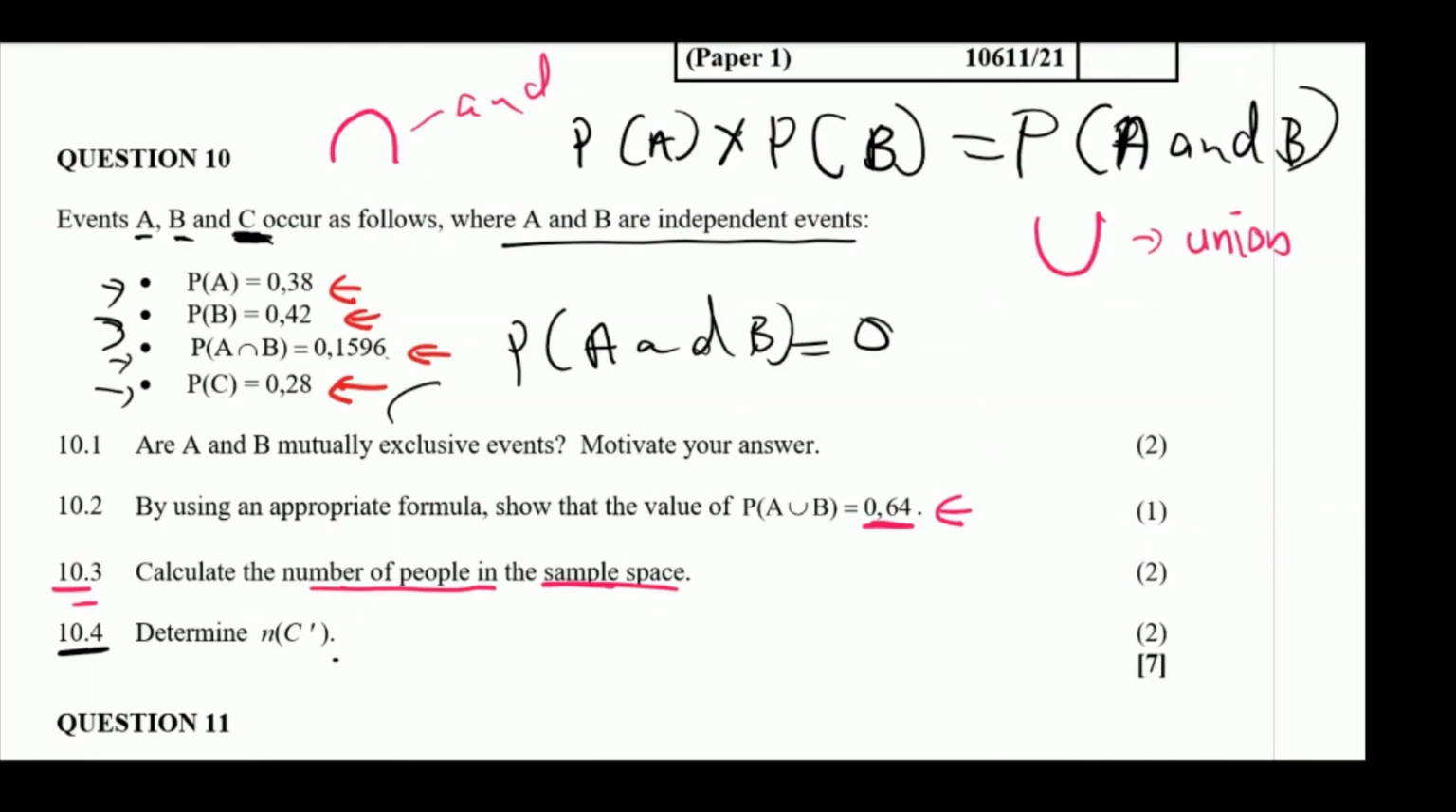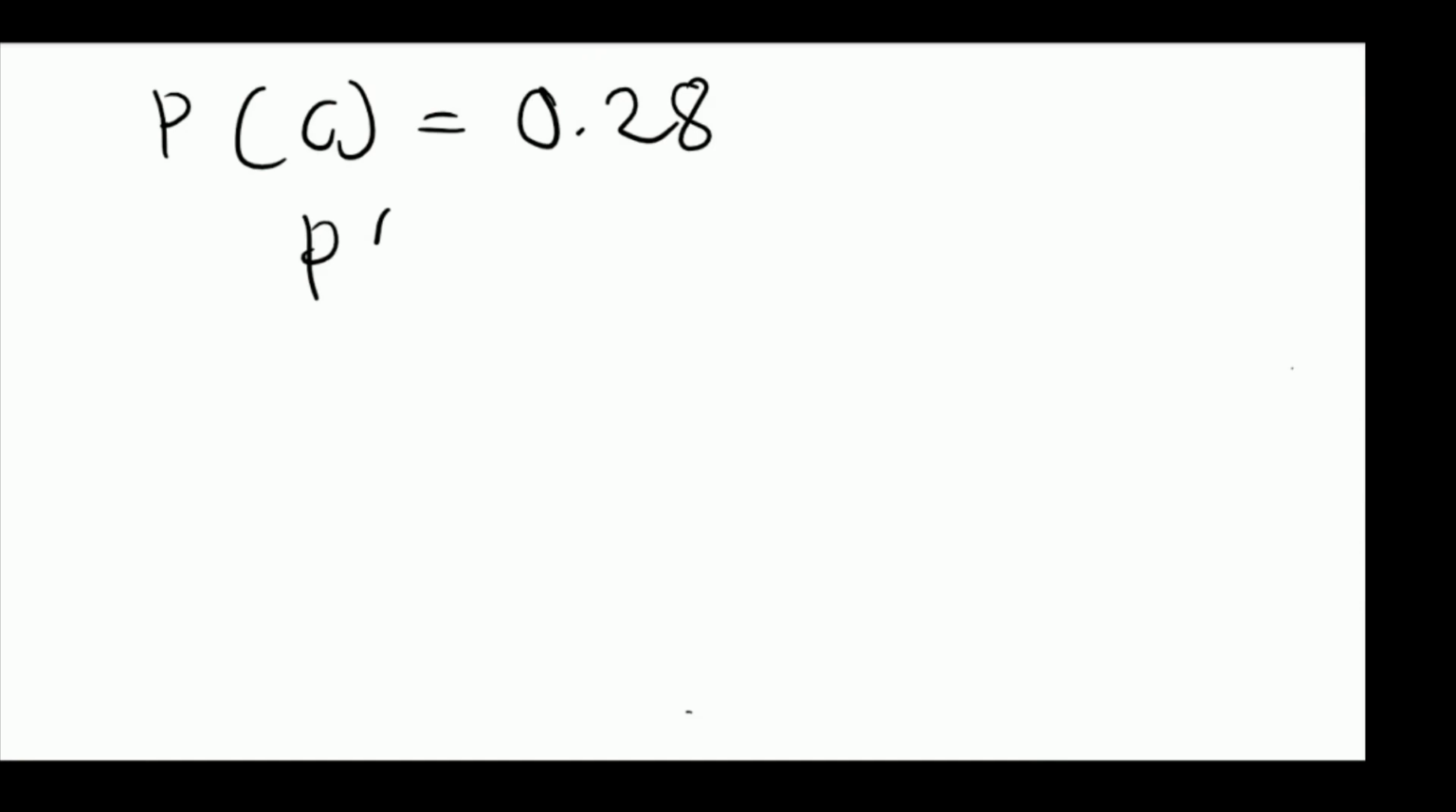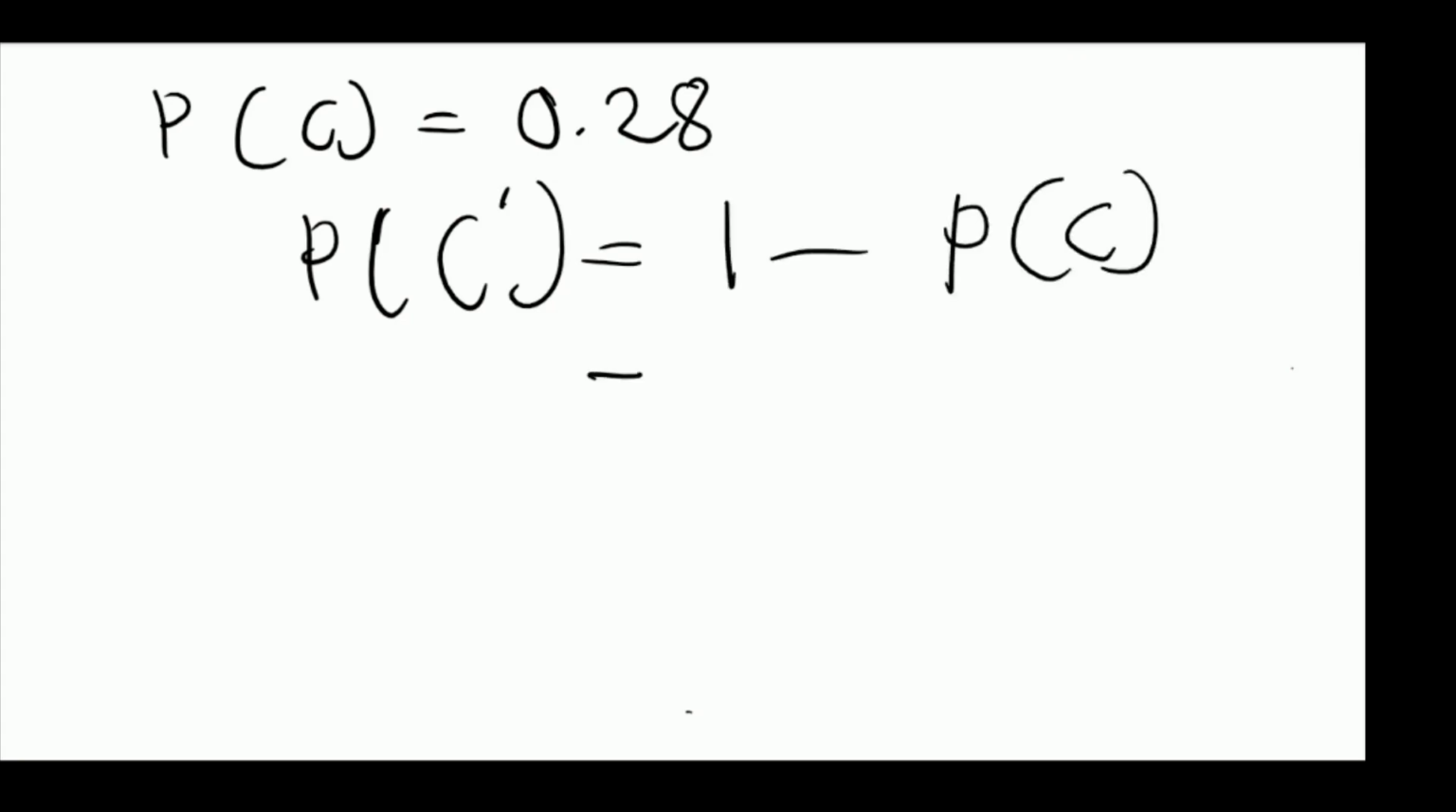So 10.4, we are asked to find N of complement C, the complement of C, which is the C that we were given here. For us to find that, we already know the probability of C. The probability of C is given as 0.28, and P of the complement of C is going to be equal to 1 minus P of C. So it's going to be 1 minus 0.28.